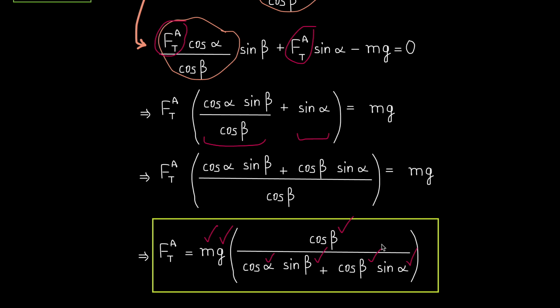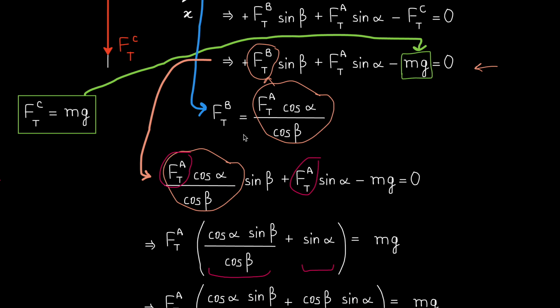And the last step will be to calculate the tension force, or come up with an expression for the tension force in rope B. How do we do that? We go back to our equations, and remember here we had already isolated FTB and expressed it in terms of FTA. Now that we know FTA, we'll just reuse this equation and replace what we found for FTA right here, and that will give us an expression for FTB again in terms of the given variables, namely M, alpha, and beta.